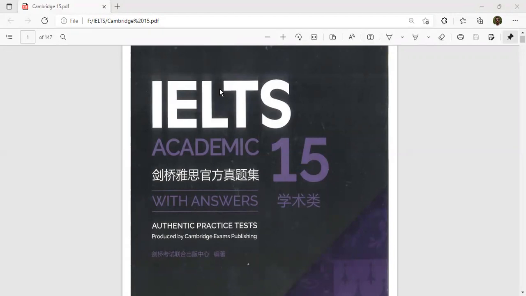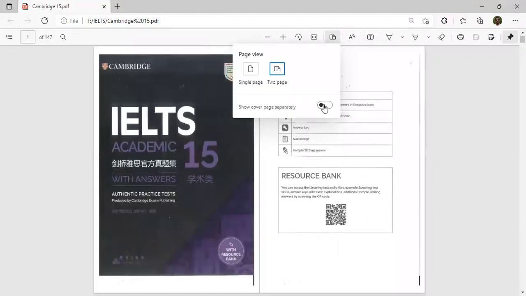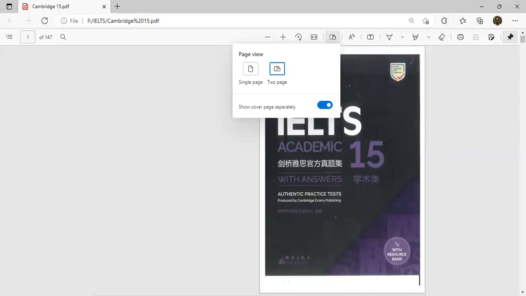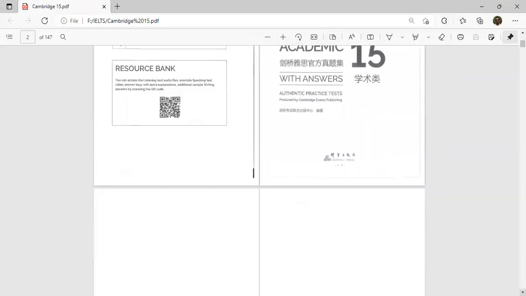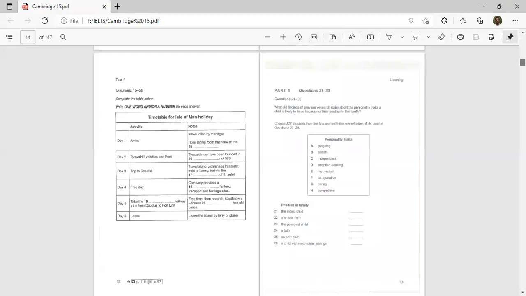Okay, so today's class is all about reading, and we'll be doing the book 15 academic. And as you mentioned that you're facing problem in the true false not given, right? Yes, sir. Okay, so we'll be taking those questions, and let's see where we're facing the problem actually. So you're done with test 1 and test 2 completely, right? Yes, sir. Okay, so let's go to test 3.